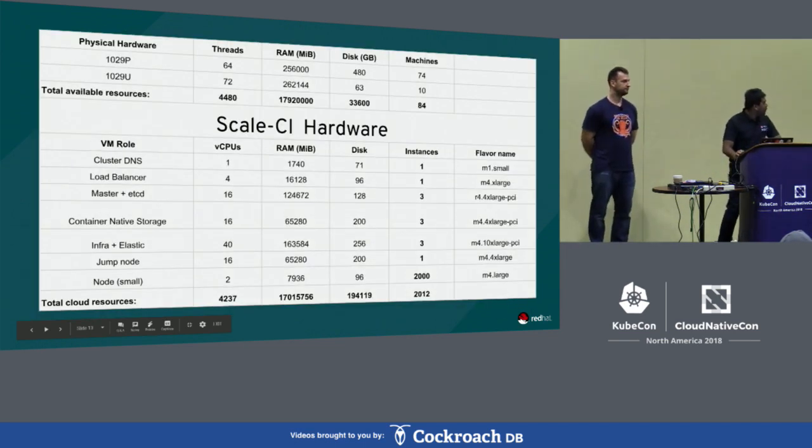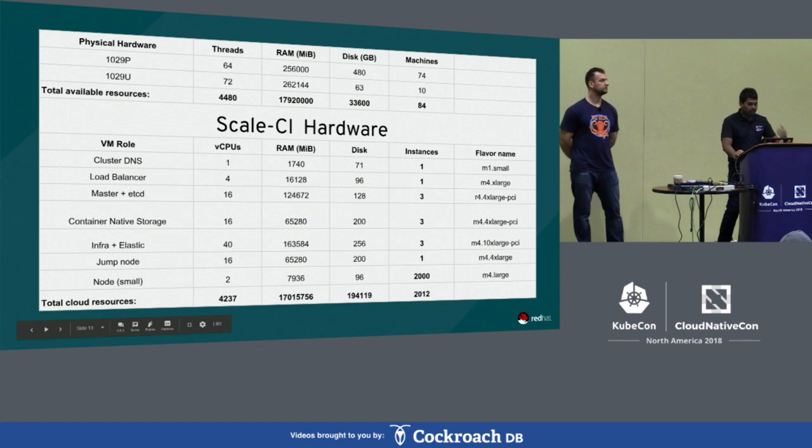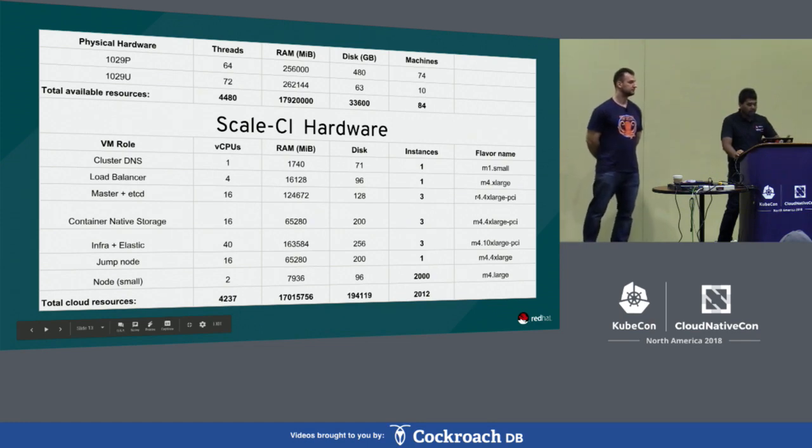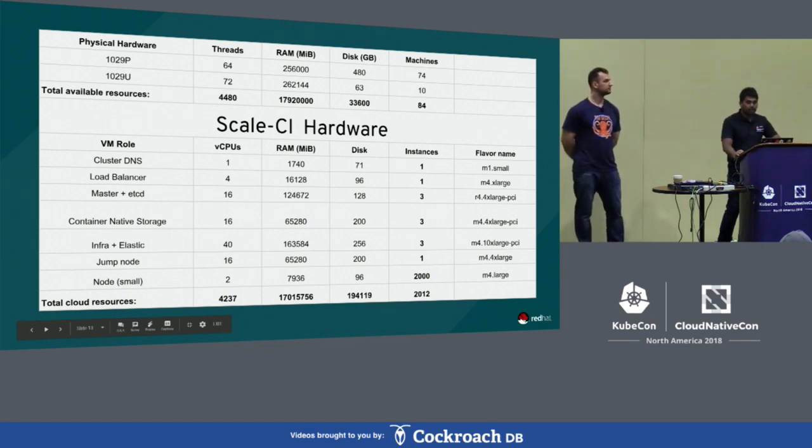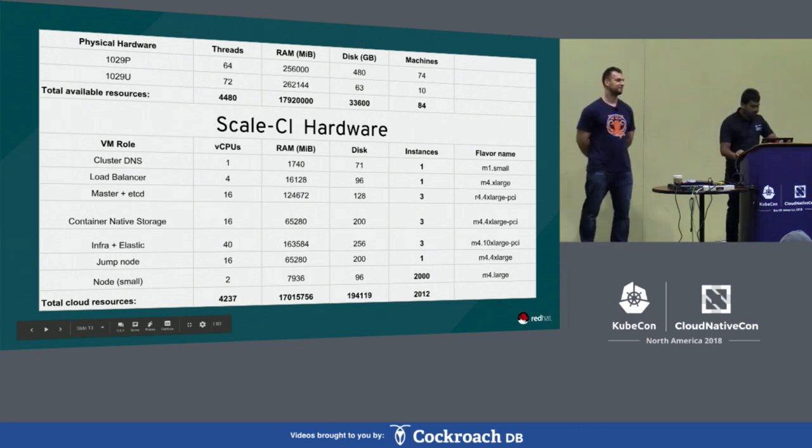This slide has the details about the hardware that we use for our 2,000 node scale test run. We got 84 machines allocated from Scaleup, and we converted that to a 2012 OpenShift cluster. Impressive, right? We use the same flavors as AWS.